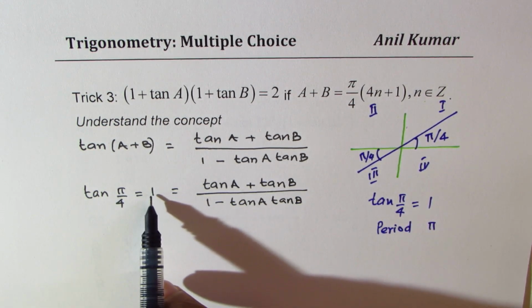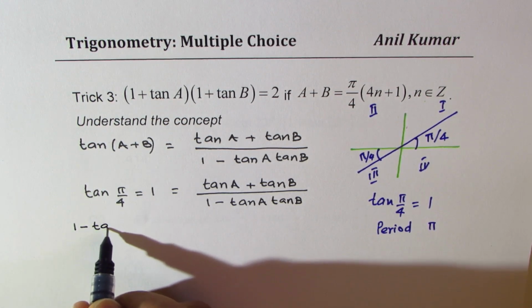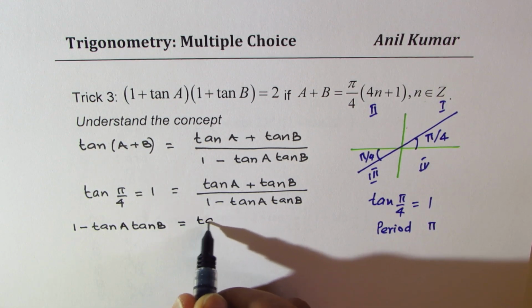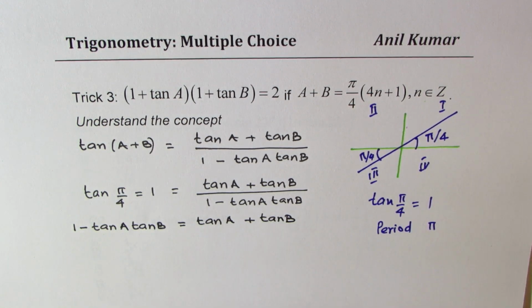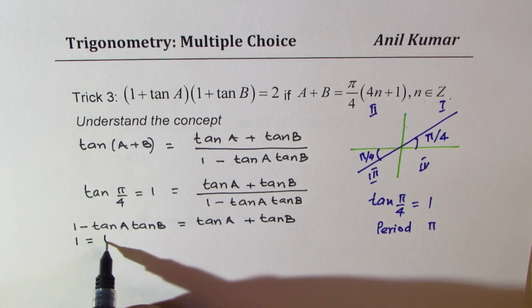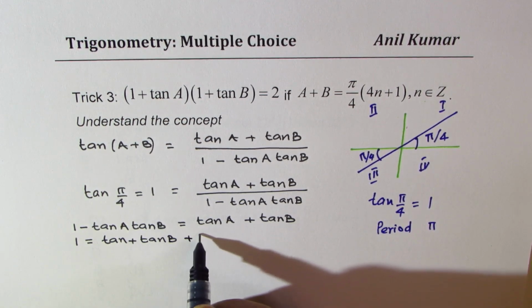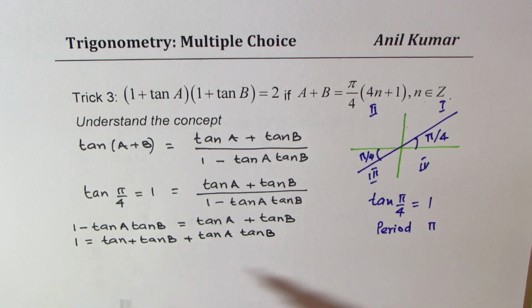Now if I cross multiply with 1, what do I get? I get 1 − tan A tan B is equal to tan A + tan B. Right? So that is what we get. So from here you can say 1 is equal to tan A + tan B + tan A tan B. So all this is actually equal to 1.